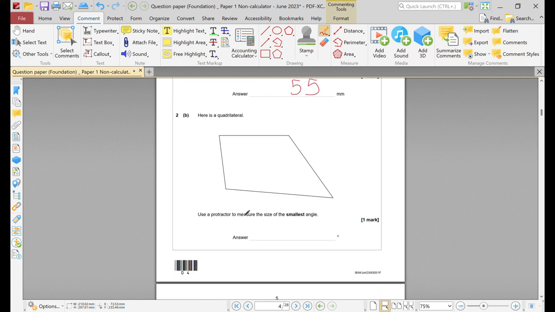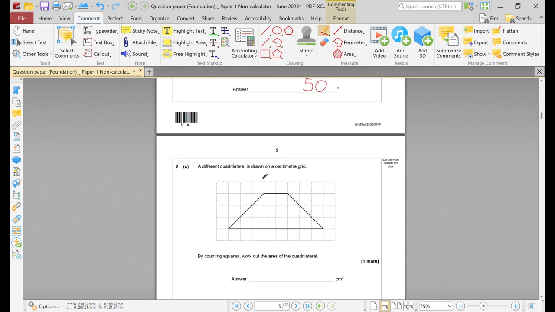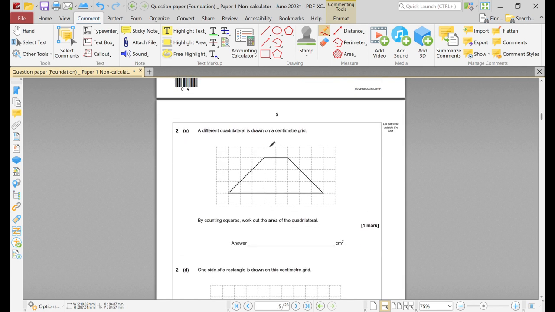Here's a quadrilateral. Use a protractor to measure the smallest angle. So the smallest angle is this one. You put the 0 there and see what this line comes out to. It could be anywhere between 48 and 52 in the mark scheme. So I'll just put 50, and then the degrees sign is there.